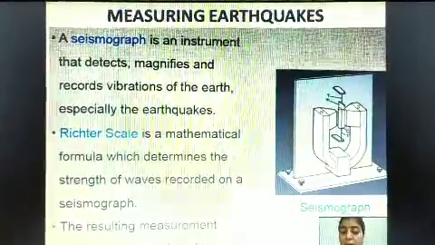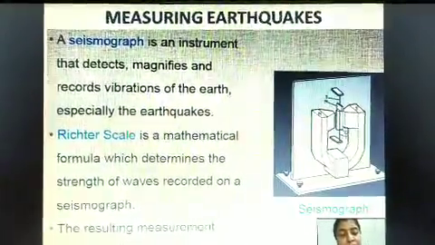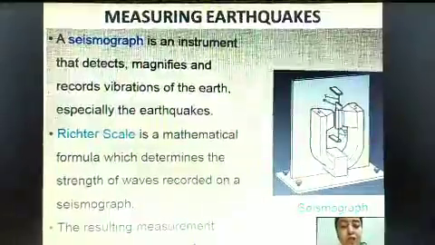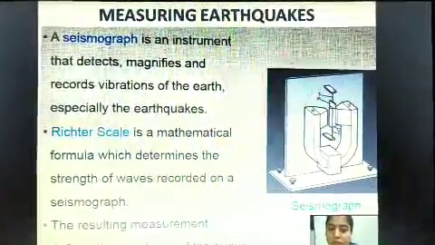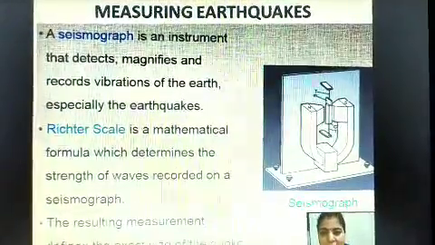So this is all about Richter scale, and this Richter scale, an increase in even 1 point on the Richter scale indicates that the force of the earthquake is 10 times greater than the strength of the previous number.